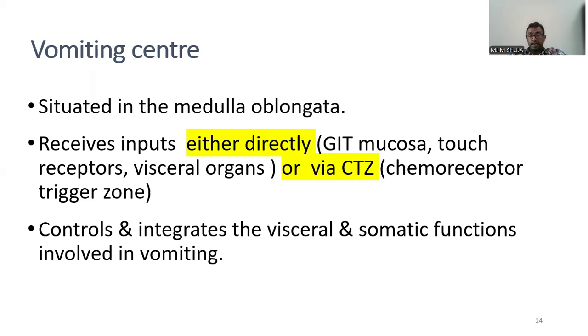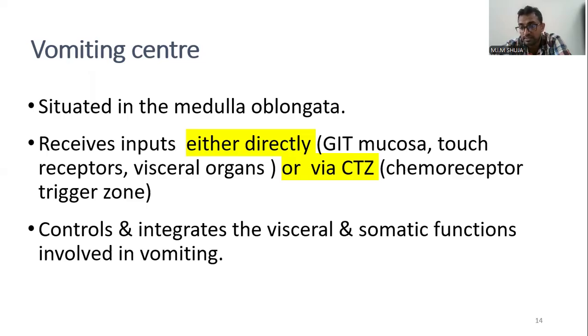The first and direct input is signals that can come directly from the gastrointestinal tract, especially from the stomach and duodenal mucosa. Second is the indirect input via the chemoreceptor trigger zone. The chemoreceptor trigger zone detects chemicals in the blood and cerebrospinal fluid. When drugs, toxins, metabolic waste products, or other emetic substances stimulate it, it then activates the vomiting center. Examples include uremia, certain drugs, chemotherapy, and radiation signals.